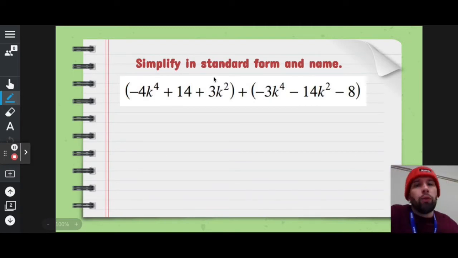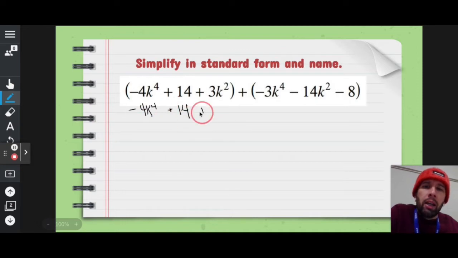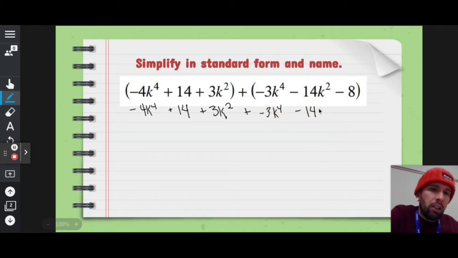Simplify in standard form and name. In this case, simplifying means combining like terms. If you have nothing in front of a group of parentheses, you don't need them. So I'm just going to get that group of parentheses out of here, like a baseball player who just struck out. If you have nothing but a plus sign in front of a group of parentheses, the parentheses also don't matter. So plus, negative, all right. Looks sloppy, but it's there. Can't change it. Minus 14k squared, minus 8.